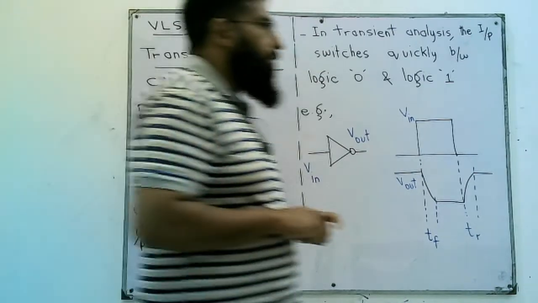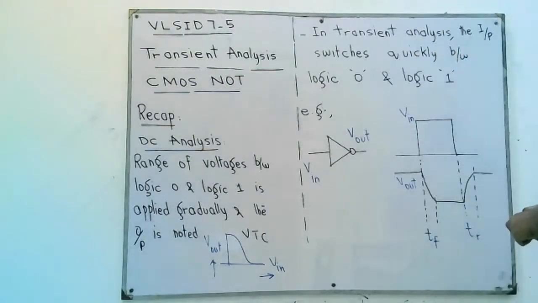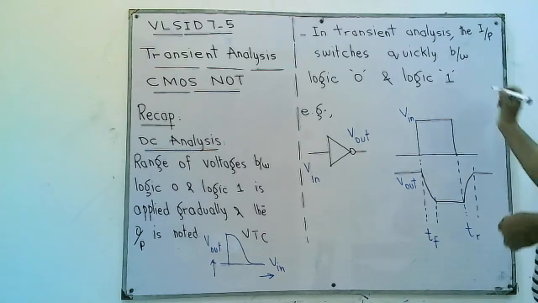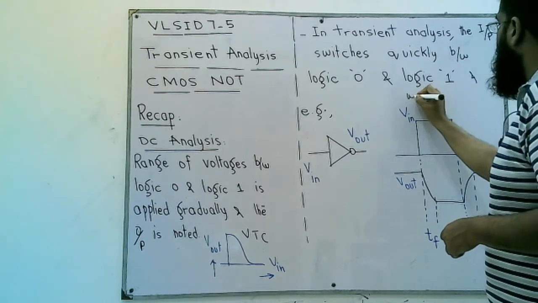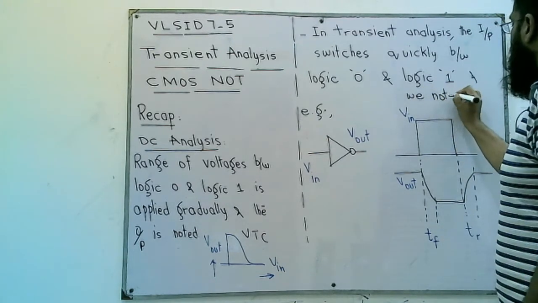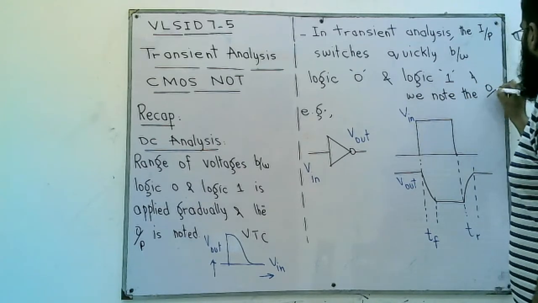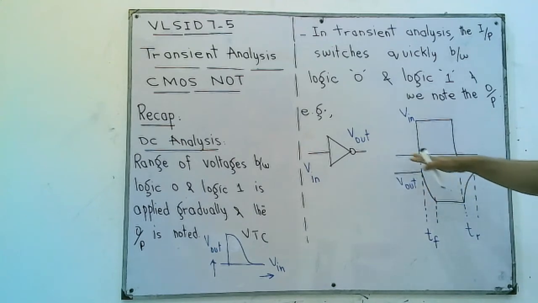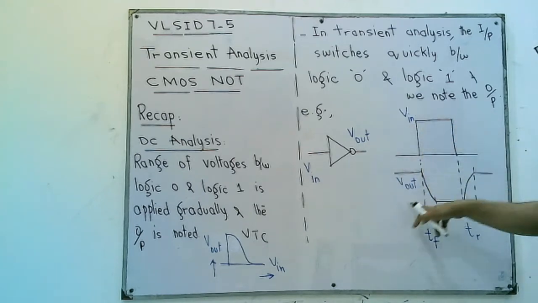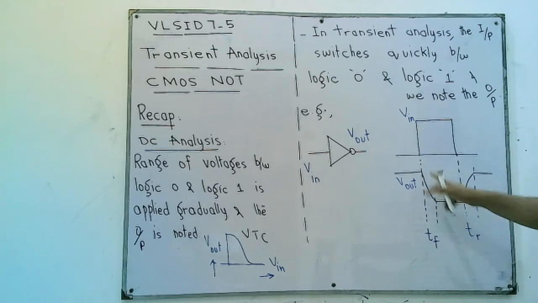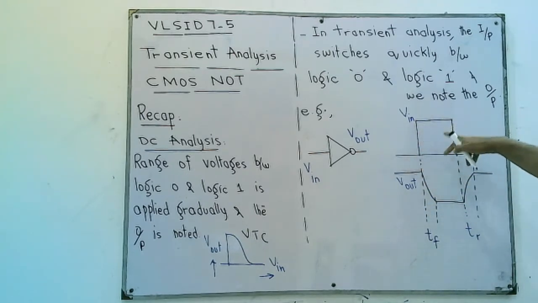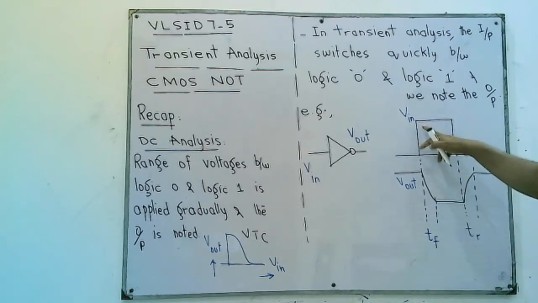In transient analysis, the input switches quickly between logic 0 and logic 1, and of course we note the output. Suppose we have this NOT and the input is varied like this, the output varies, or it responds to the changes in the input, but only with some delay.